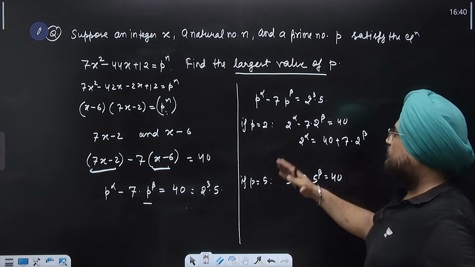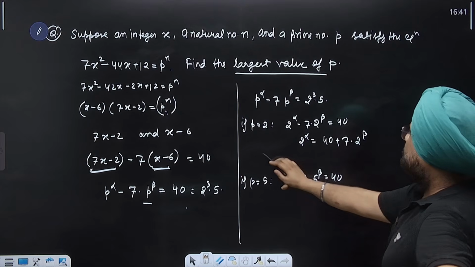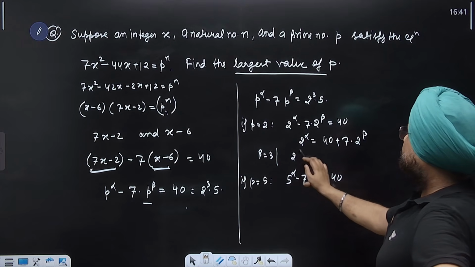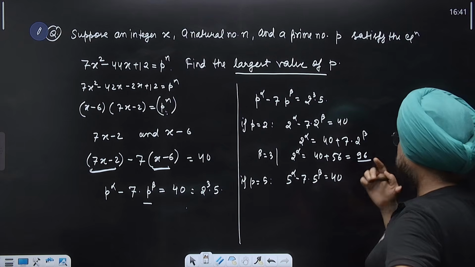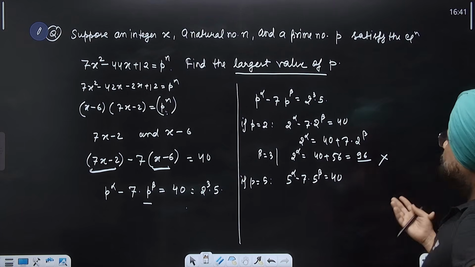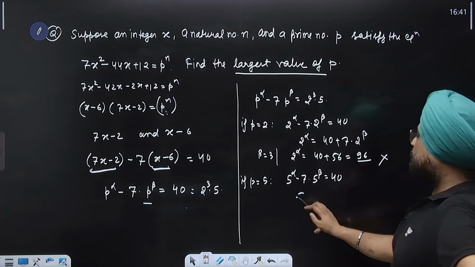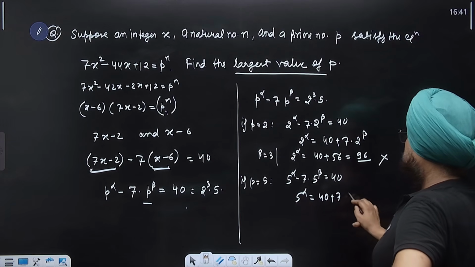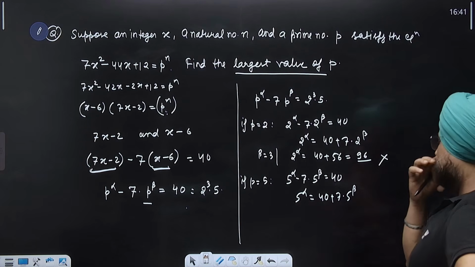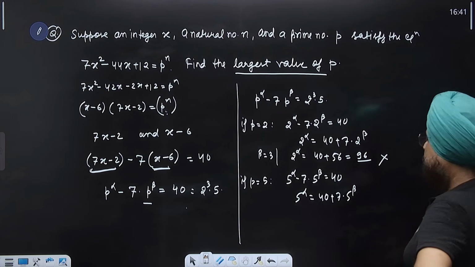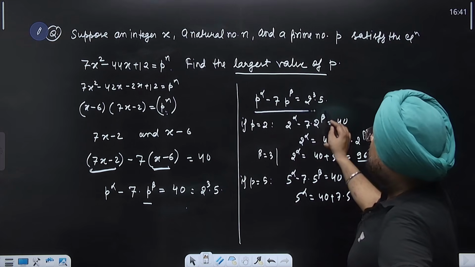If we take p as 2 or 5, then the values will be like this. If beta is equal to, let's say, 3, 2^alpha will be 96, not possible. Beta equal to 1, not possible. 2, not possible. For p equal to 5 also, at beta equal to 1 this will become 75. What if beta is 0?